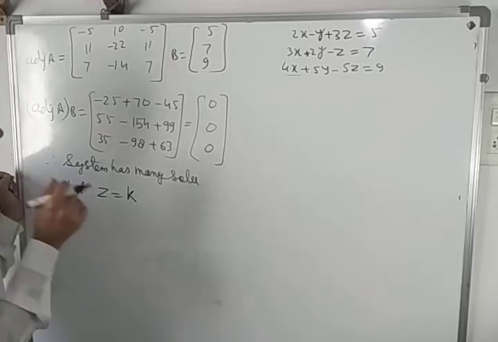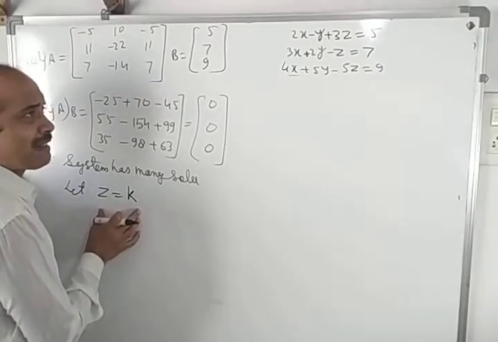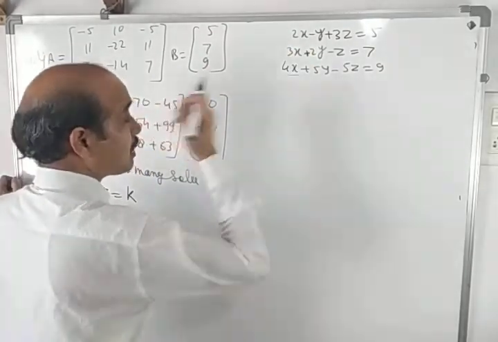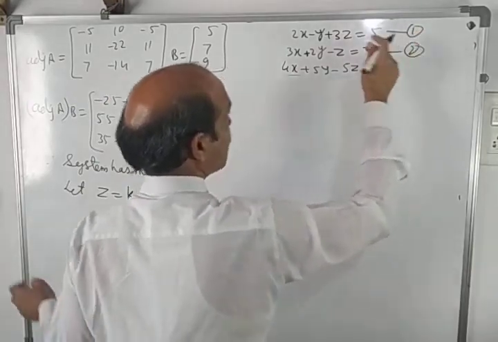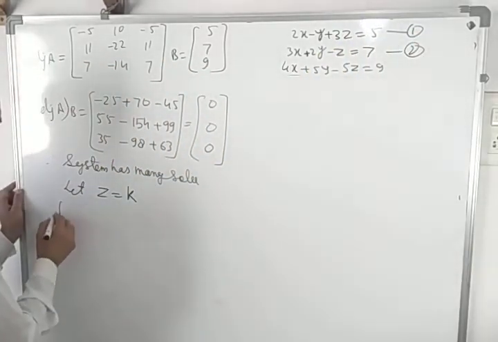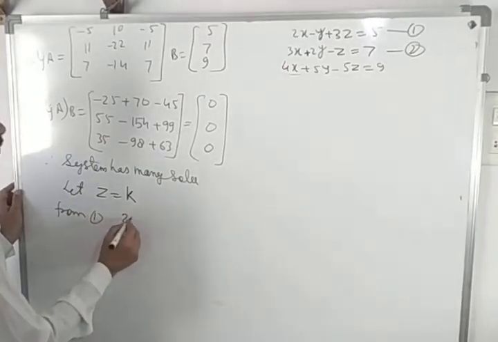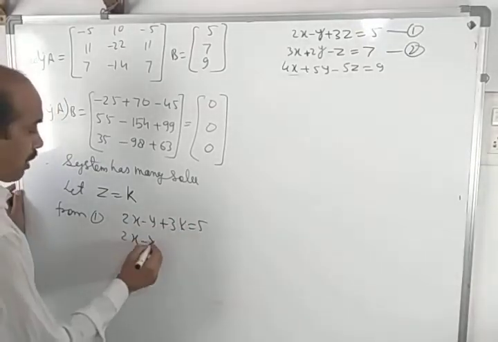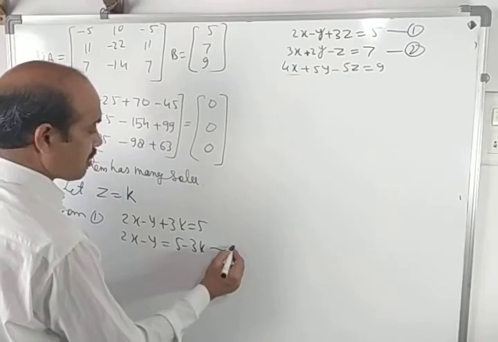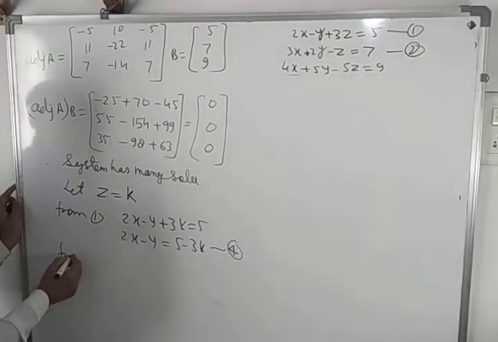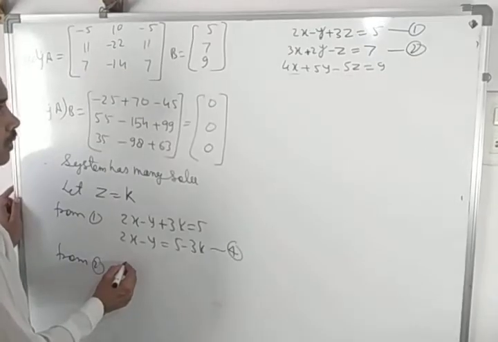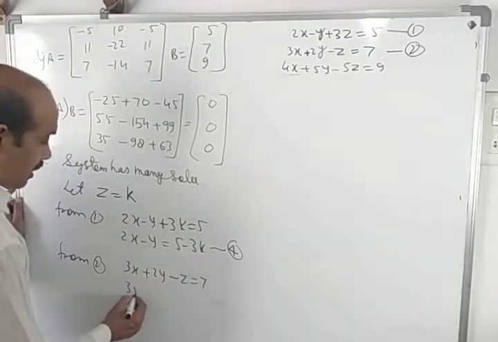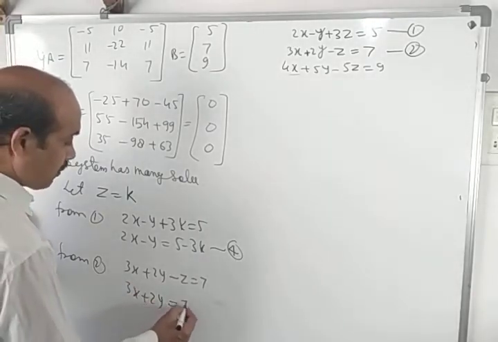Firstly, understand the method. We are supposing any one of the variables as k, and this will be considered as a constant, and it will be transferred to the right hand side. So we will take any two equations. From 1, 2x minus y plus 3k equal to 5. So 2x minus y equal to 5 minus 3k, this is number 4. And from number 2, 3x plus 2y minus z equal to 7, that is 3x plus 2y equal to 7 plus k.